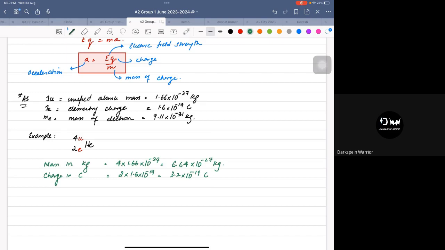This is only for helium, by the way. They can also give you other elements as well, but mostly it is either carbon or helium, so that's fine. Any questions, please let me know.